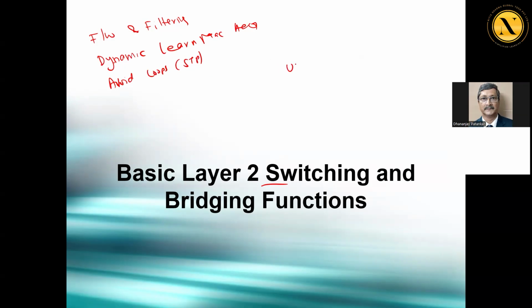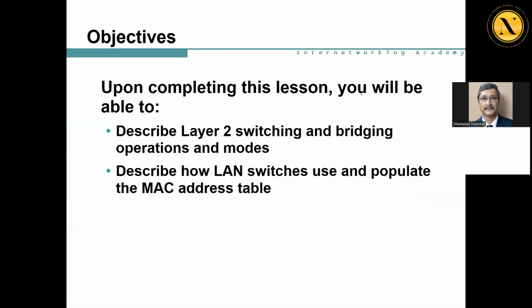And also unknown unicast, multicast, and broadcast. Unknown unicast, it will flood. Multicast also it will flood. And broadcast also it will. We know these six things, right? Very sure. Now, upon completing this lesson, we'll be able to describe layer 2 switching and bridging operations and modes, and describe how LAN switches use and populate the MAC address table.